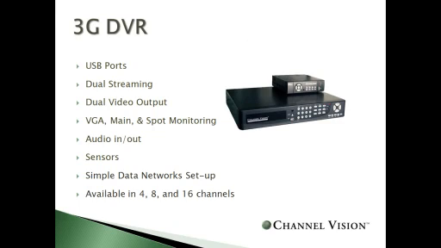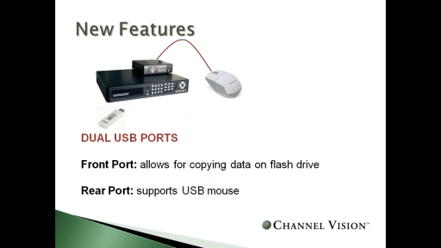So regarding some of the features of the G-Series DVRs, the G-Series DVRs offer a plethora of everything that you would need for a functioning DVR and a system, including USB ports, dual streaming, dual video output, VGA main and spot monitoring, audio inputs and outputs, sensors, as well as a simple-to-use data network setup, which we'll take a look at, and is available in 4, 8, and 16 channels. Also, the Channel Vision G-Series 8 and 16 channel are now also available with HDMI as an option.